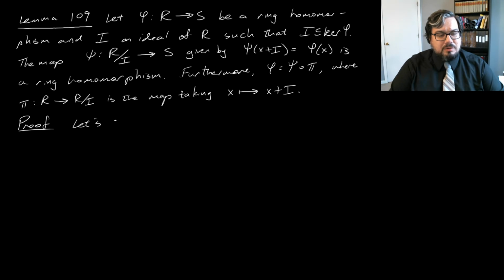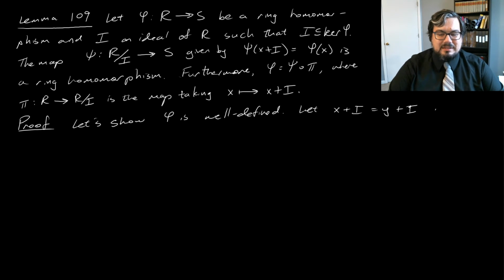So let's show that psi is well defined. To do that, we want to let x plus I equal y plus I. These are elements in the factor ring R mod I. And we want to show, I'm sorry, not that phi is well defined, phi is given to us. We want to show that psi is well defined. We need to show that psi of x plus I equals psi of y plus I.